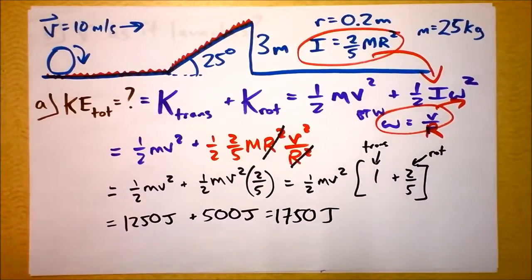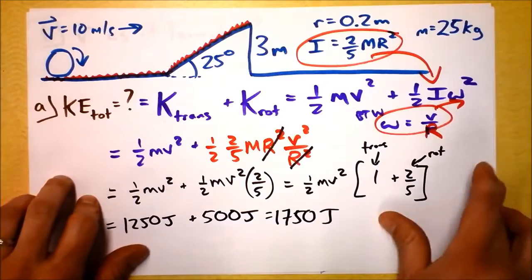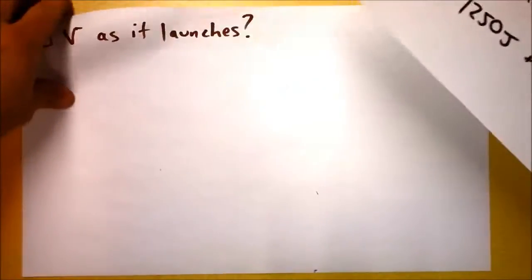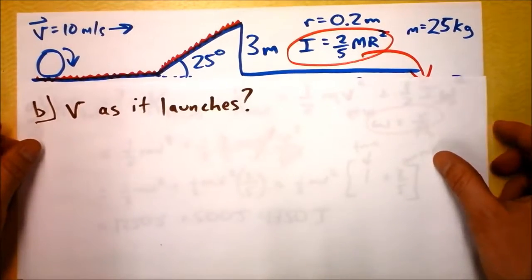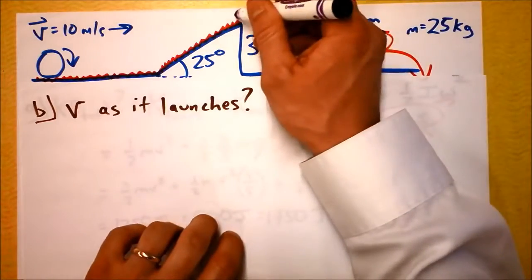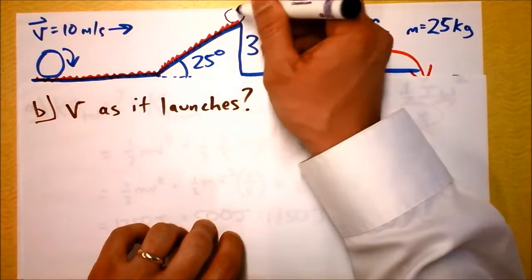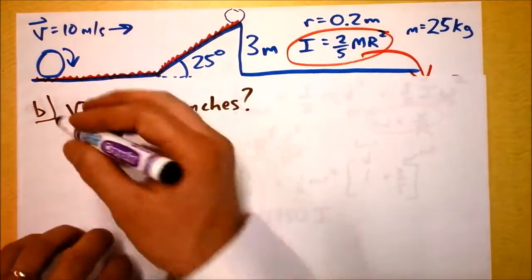Then the next part of the problem says, what is the speed of the sphere as it leaves the top? And I had people do this in all sorts of crazy ways, but I'm going to ask you to approach this by thinking about what's true at the end. That's pretty lame instruction, right? What is true at the end? Well, at the end, the sphere is up here and it has gained potential energy and it has lost kinetic energy.